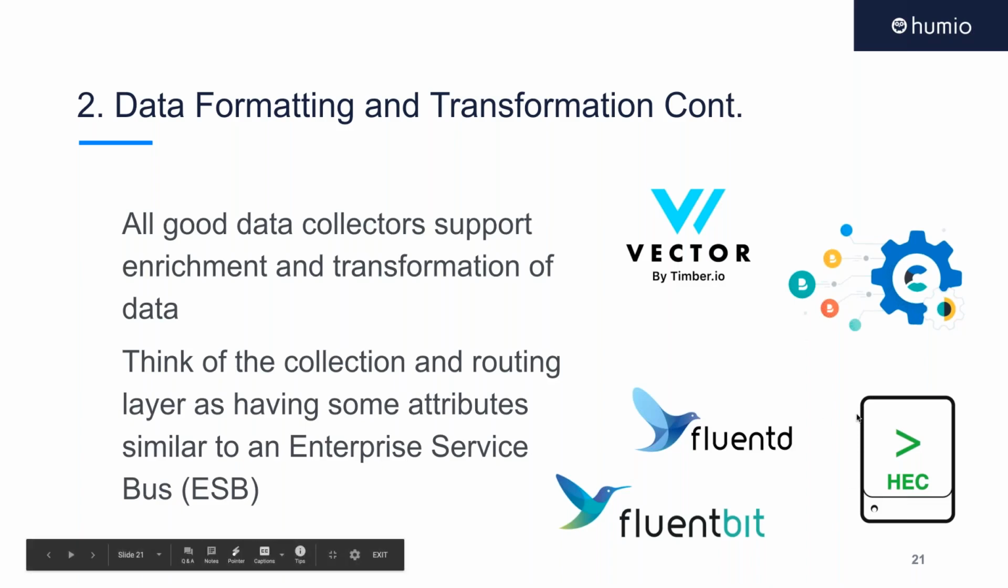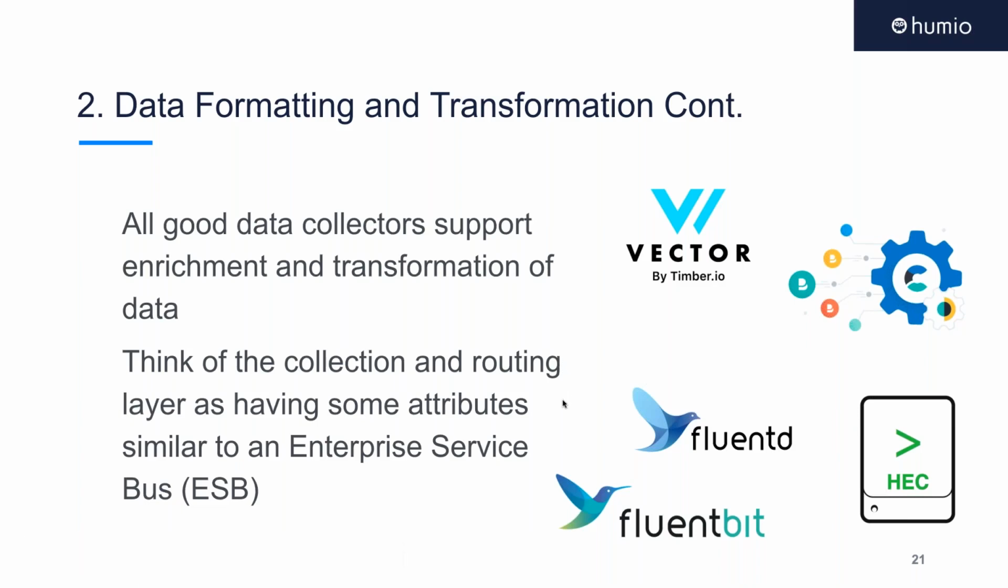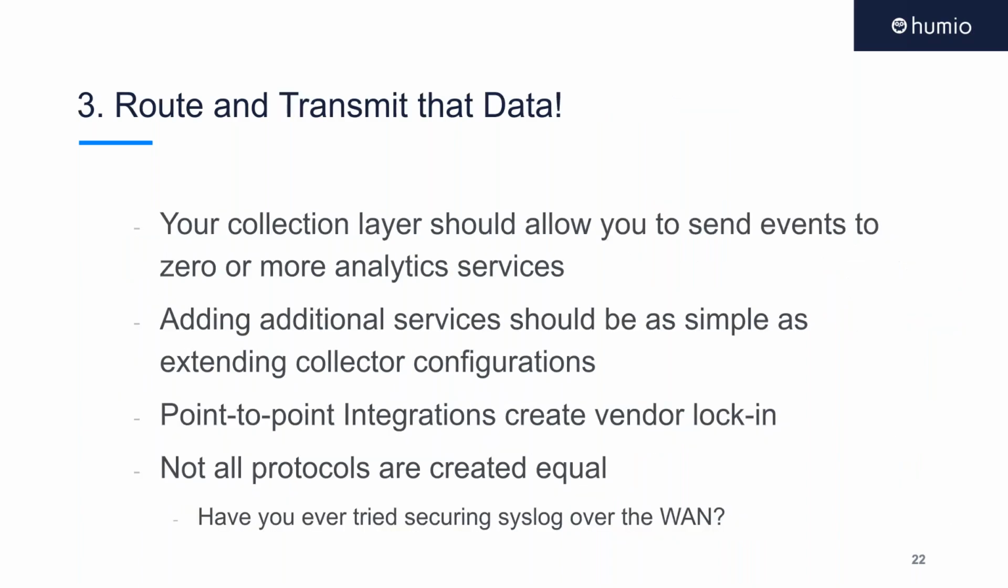And things like the Splunk Universal Forwarder have a lot of those capabilities as well. So I would really encourage any organization that's building out a new collection and machine data management initiative to think of that collection and transformation layer as having some of the same attributes you'd want from an ESB: the ability to move messages in a standard format, to tag them with consistent metadata, and generally make them available to multiple end services. And that's really where this routing piece comes in.